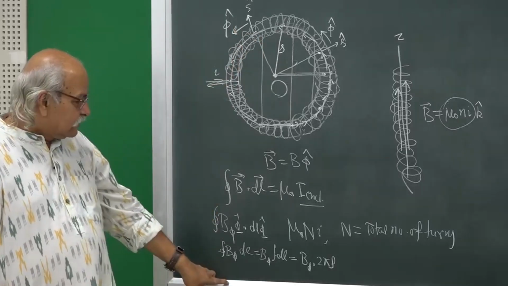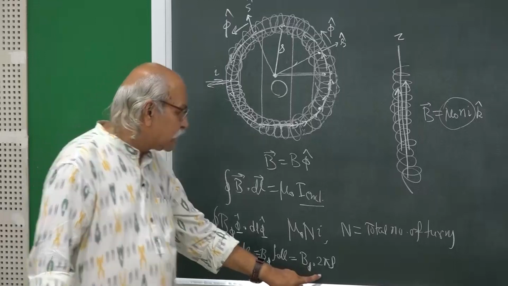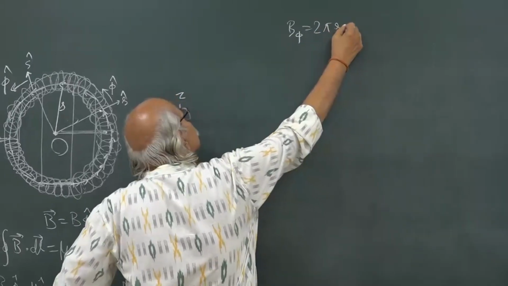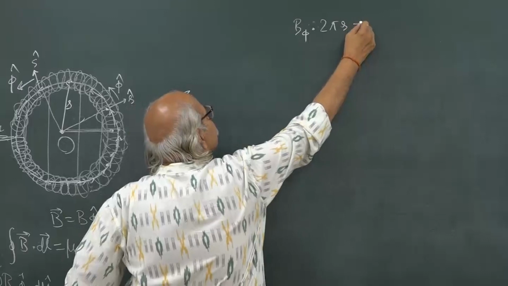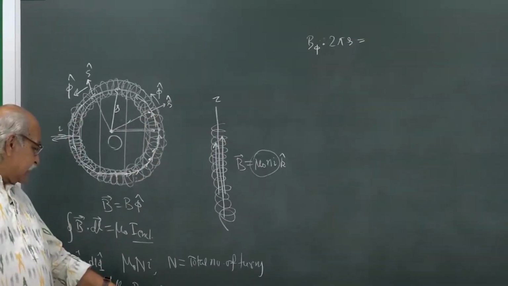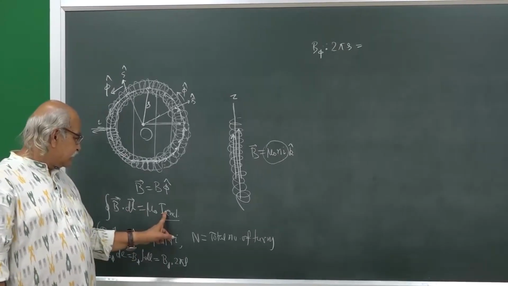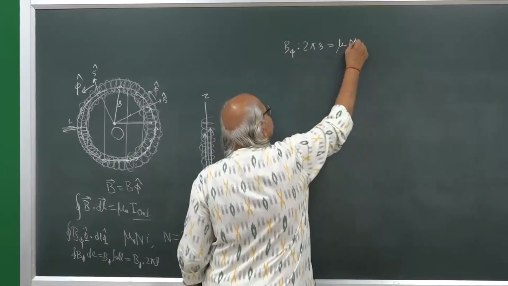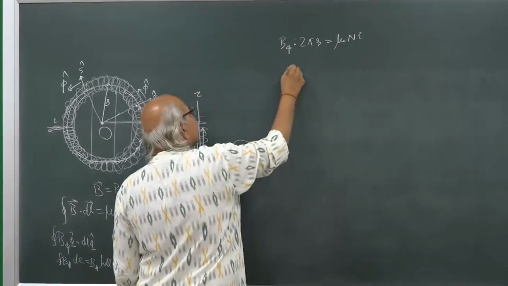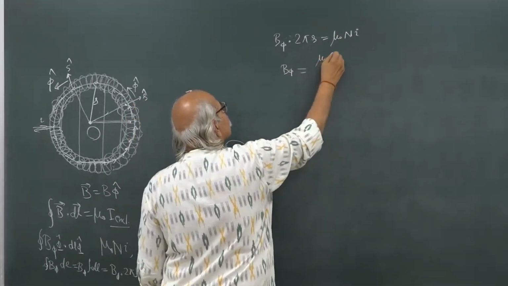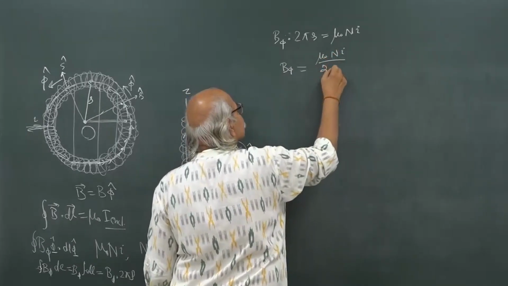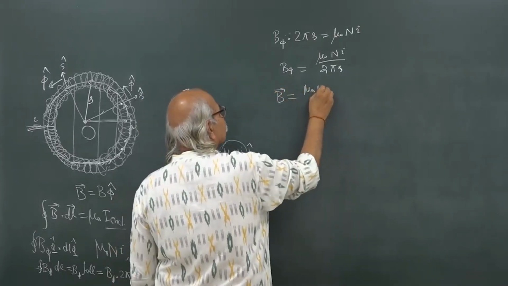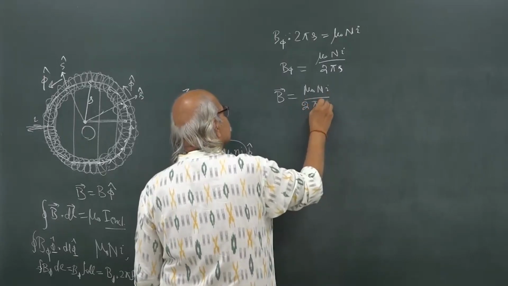So, that is the left hand side. What is it now? B phi into 2 pi s is equal to, this is LHS and RHS is this, mu naught capital N I. So, B phi 2 pi s is equal to mu naught capital N I, and therefore, B phi is equal to mu naught capital N I divided by 2 pi s, and B is equal to mu naught N I divided by 2 pi s phi cap.